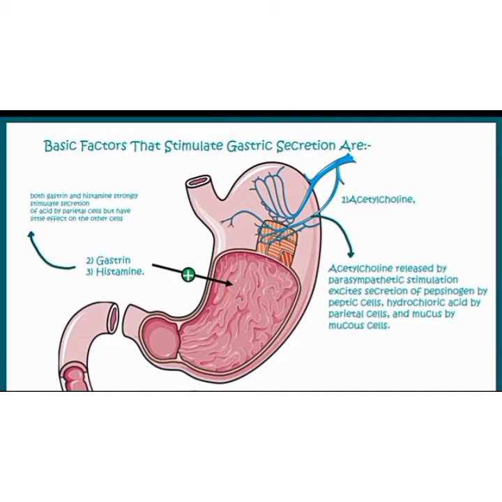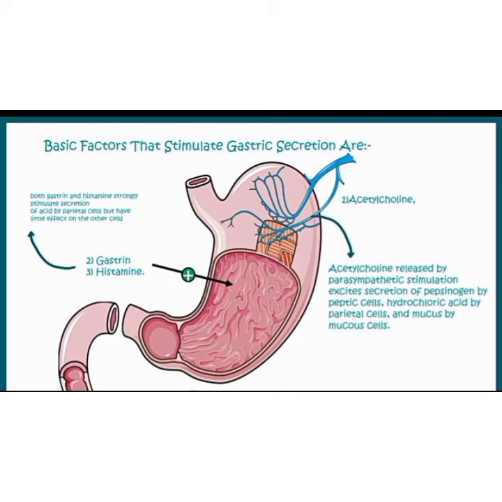Now, which factors stimulate the acid secretion? I have written three things here: acetylcholine, gastrin, and histamine. Acetylcholine is a neurotransmitter released by the autonomic nervous system, specifically the parasympathetic stimulation. Parasympathetic stimulation always increases the activity of the GIT. So acetylcholine helps in the secretion of pepsinogen by the peptic cells, hydrochloric acid by the parietal or oxyntic cells, and mucus by the mucus cells.